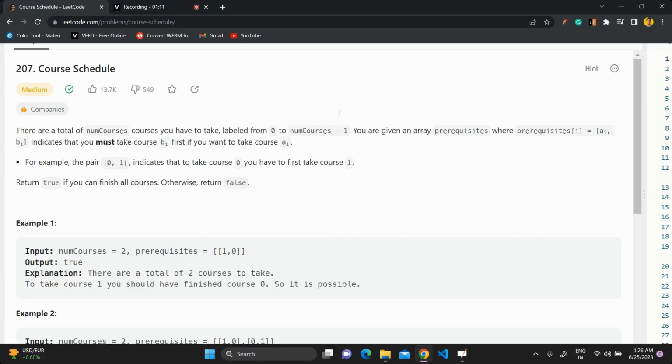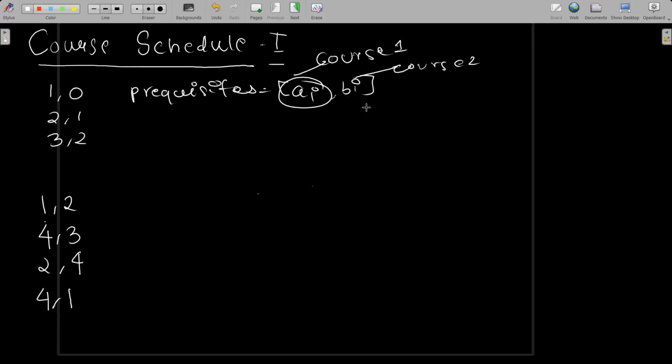For example, over here in [0, 1], it indicates that to take course 0, you have to first take course 1. So in our case, to take course a_i, you have to take course b_i. Sorry, to take course 0, you have to take course 1. So this is what it's saying. Now, let's imagine what the scenario is. In the case of 1 and 0, you need to take course 0 if you want to take course 1, so you have to take course 0 first, then course 1.